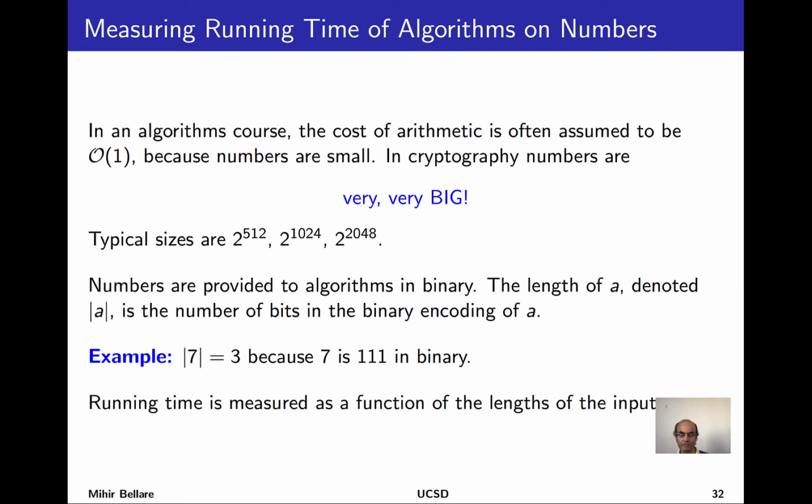It varies. In a graph problem, it could be the number of nodes in the graph. If you have a matrix problem, maybe it's the dimension of the matrix. So n, when you're dealing with numbers, is the number of bits in the binary encoding of your numbers. That's also sometimes called the length. We might sometimes denote it again by bars around the number. That's not the absolute value for us. It's the number of digits in the bit length. For example, for 7, you return 3 because 7 is 111 in binary and there are 3 digits here. And as usual, running time is measured as a function of the lengths of all the inputs.